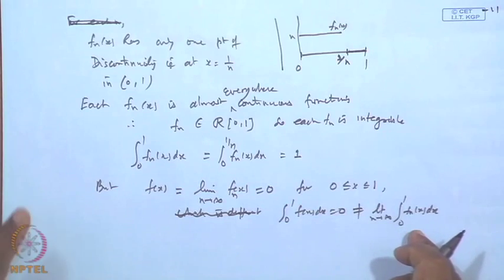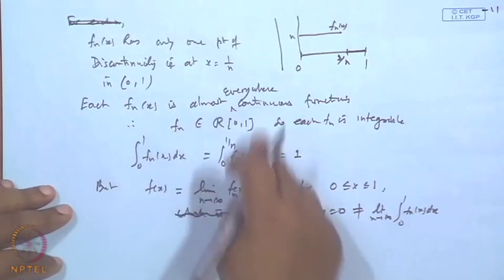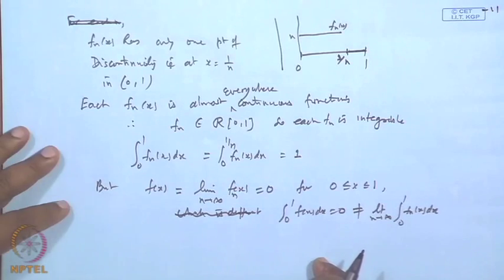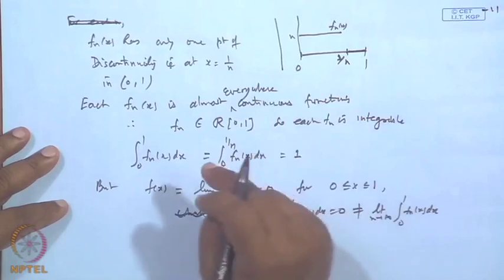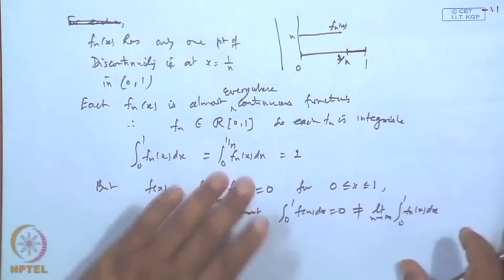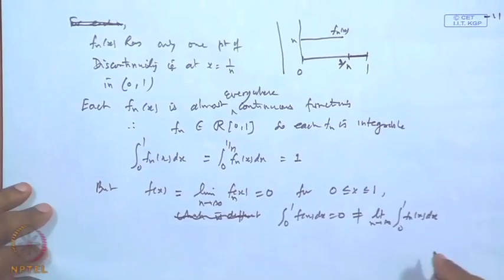So, we get a contradiction, and this is because the sequence does not converge uniformly to the function f, because when you take f_n(x) minus f(x), it is not less than epsilon for every point. So, it depends on the points, therefore, this is happening.